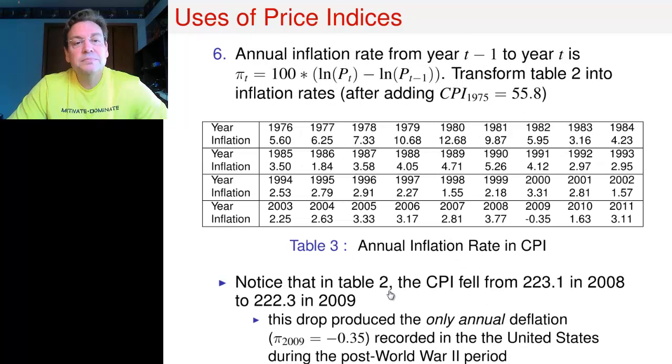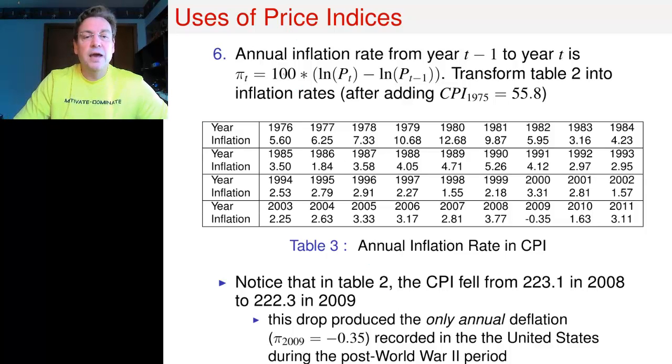Now we're going to take that price index and convert it into an inflation rate. And so this should be familiar to you by now. We just find the annual inflation rate as 100 times the change in the log of the price level, which is giving us the percentage change in the price level, which is what the inflation rate is. And so then we can compute this series of inflation rates using that original price index.